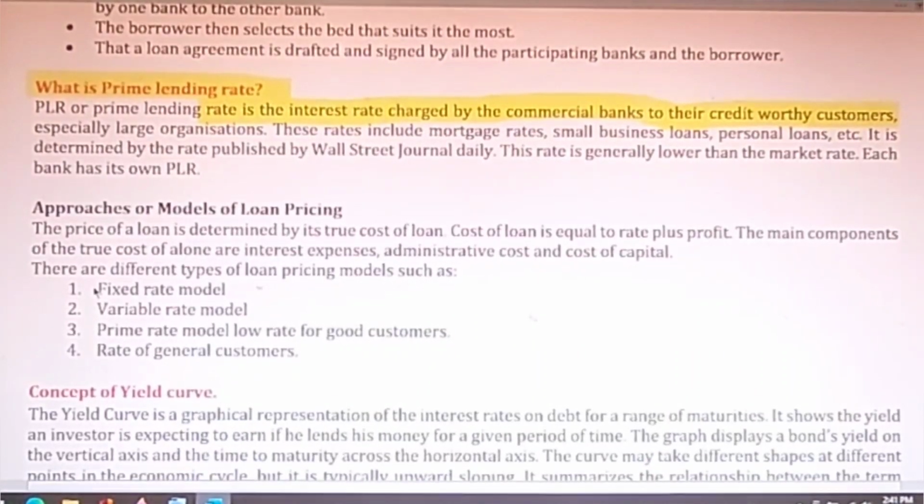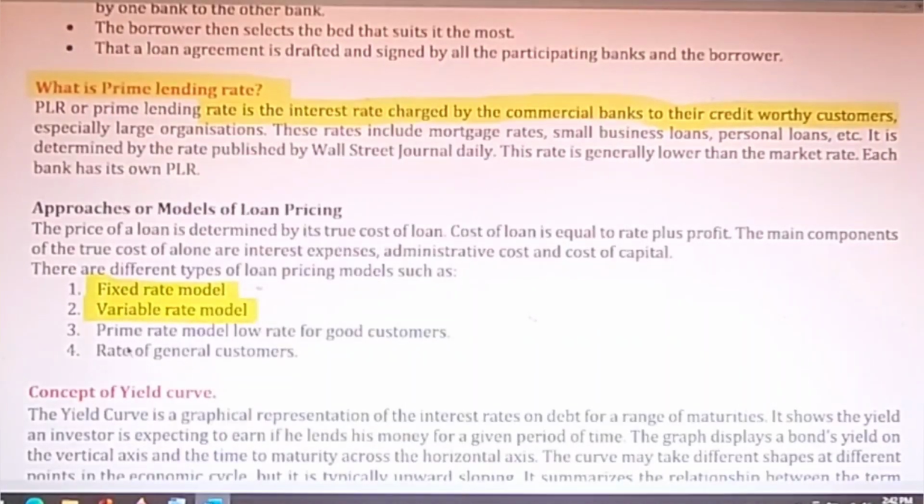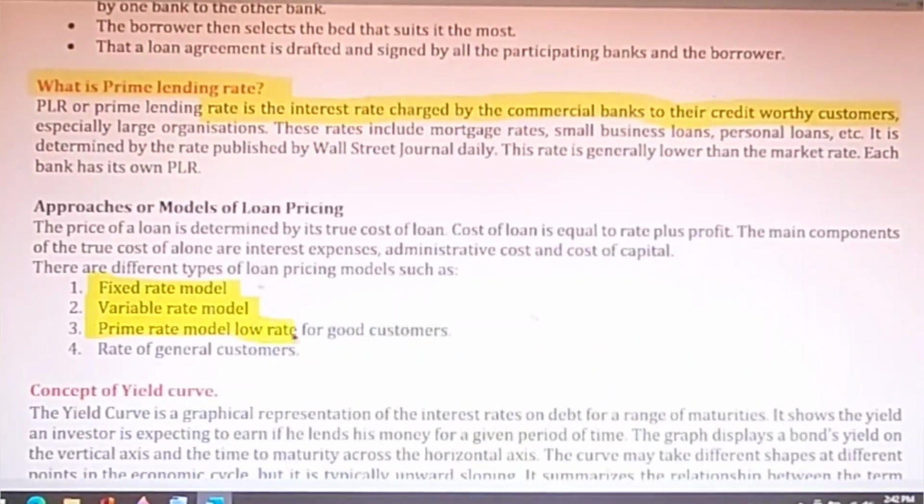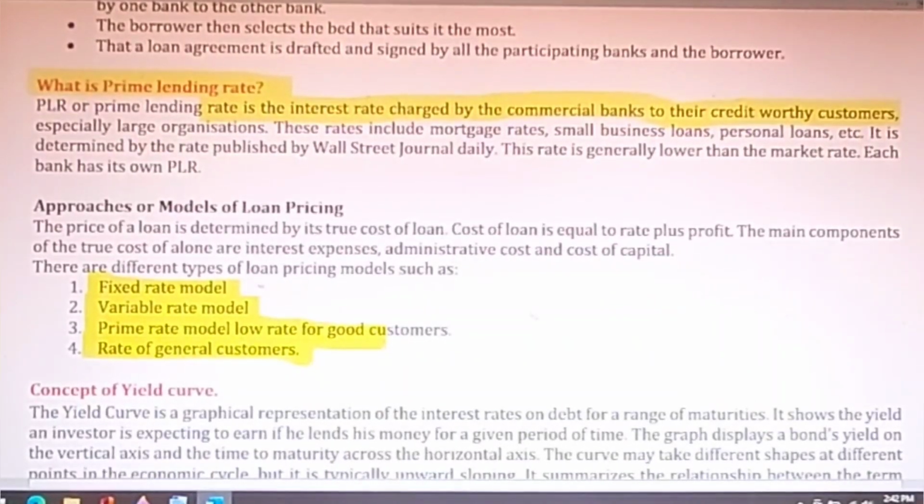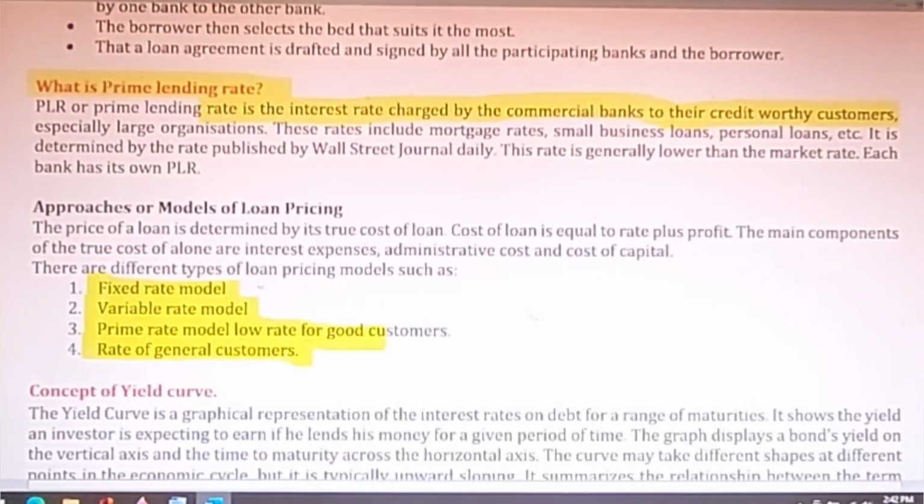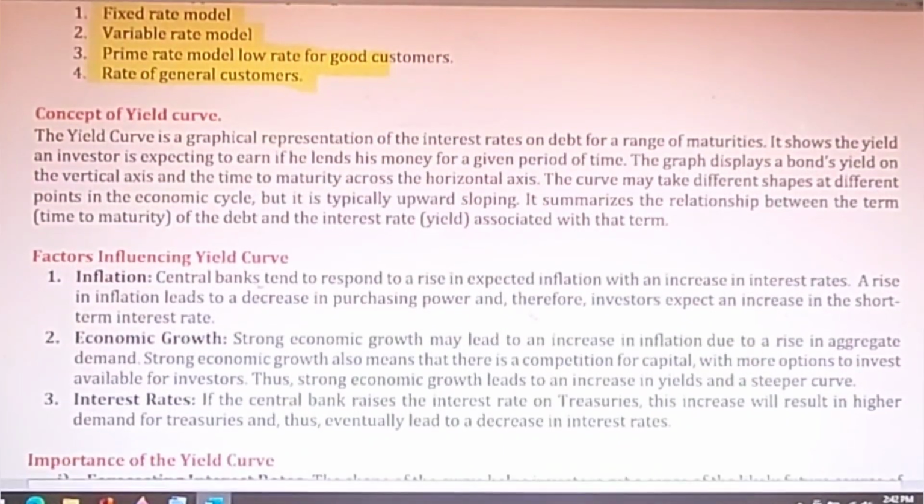I have written here 4. First, fixed rate model, then variable rate model, then prime rate model, and rate of general customers. So like this, there are 4 approaches or models of loan pricing, right?